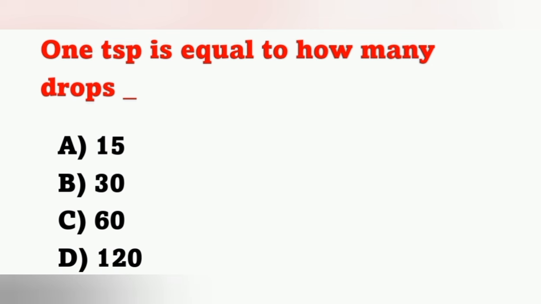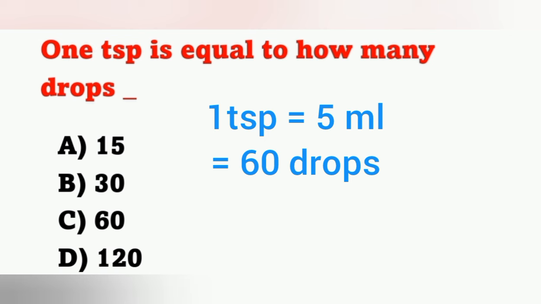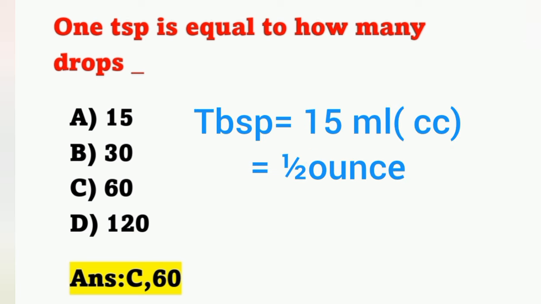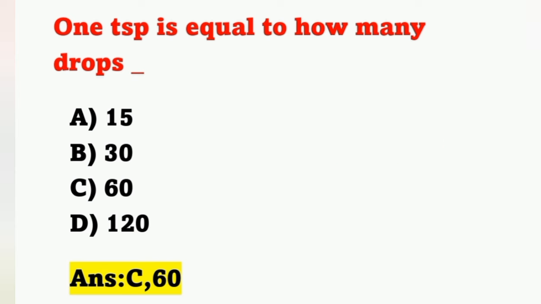And the next question: 1 teaspoon is equal to how many drops? 1 TSP means teaspoon. Options: option A 15, option B 30, option C 60, option D 120. 1 teaspoon is equal to 5 ml. It is equal to 60 drops. So the answer will be option C, 60. 1 teaspoon equals 60 drops. 1 tablespoon is equal to 15 ml or 15 cc. It is about half an ounce.